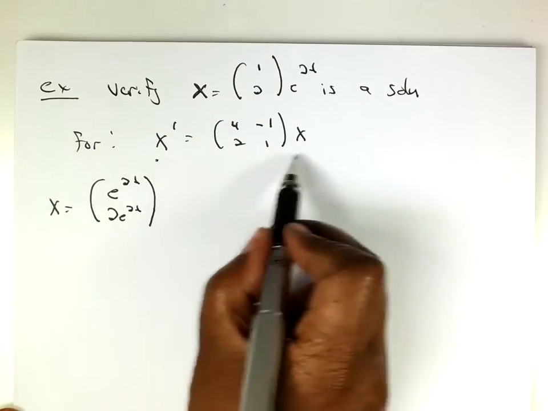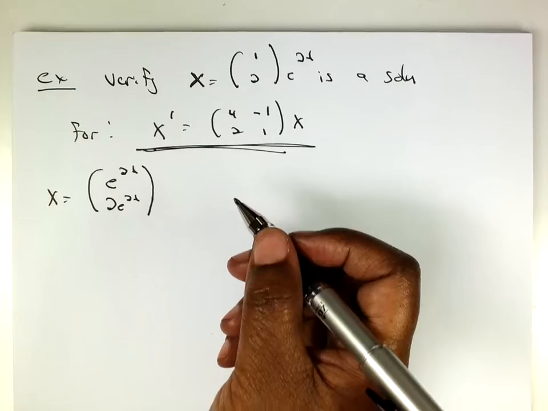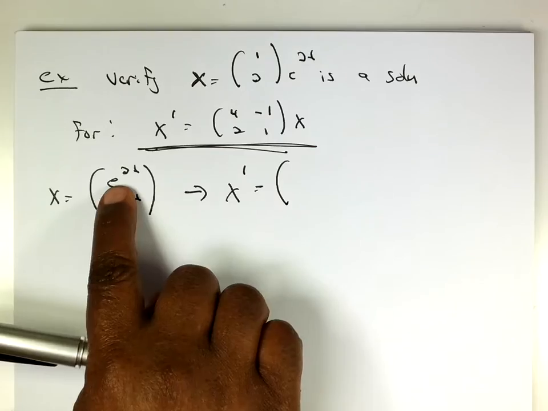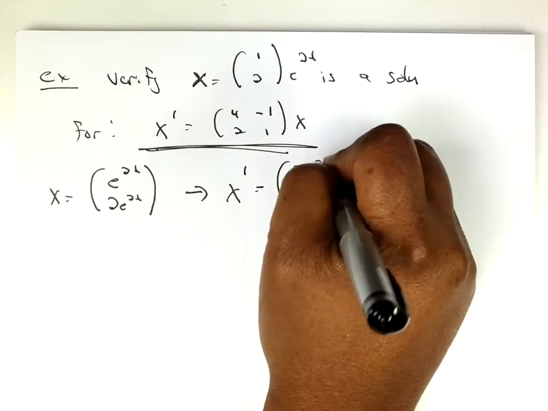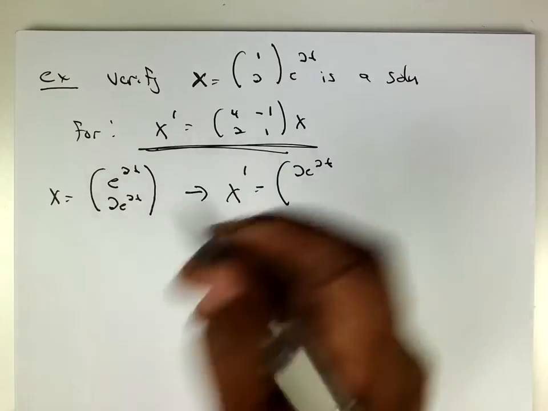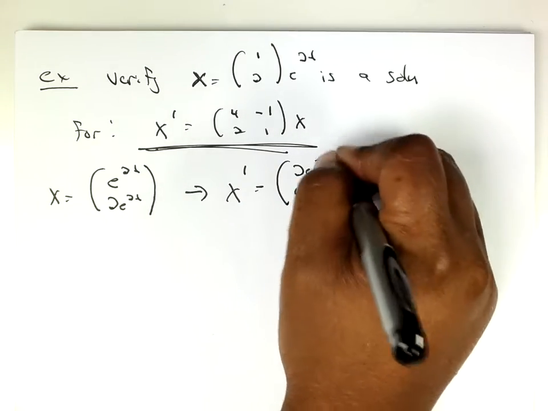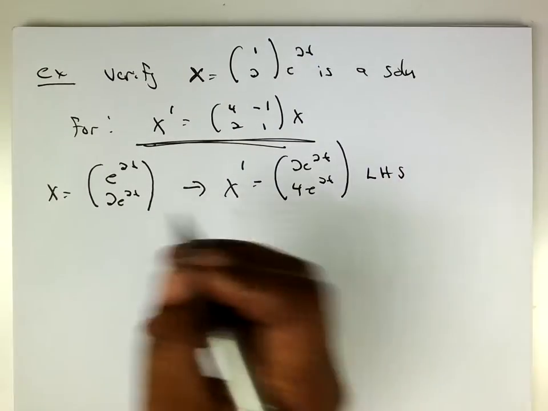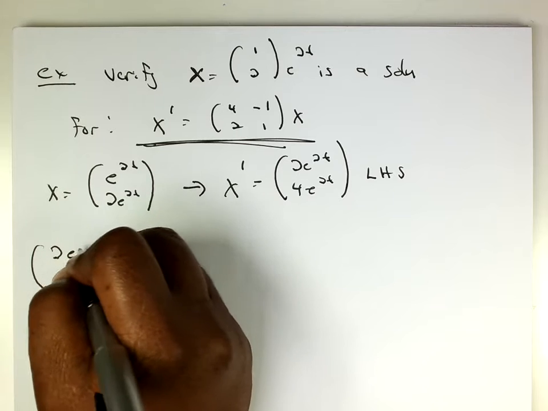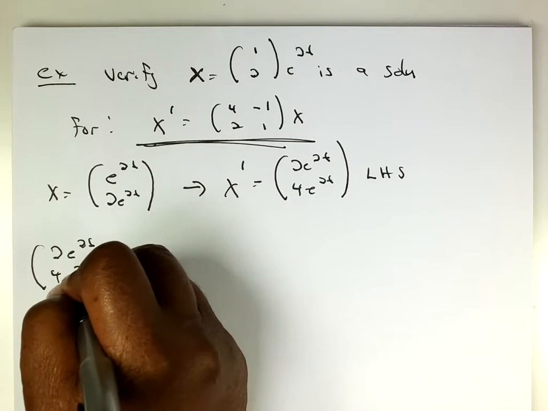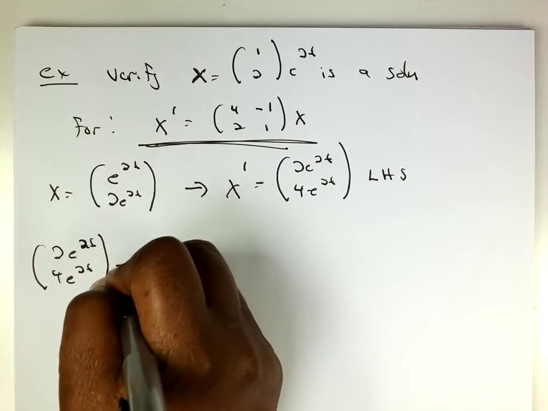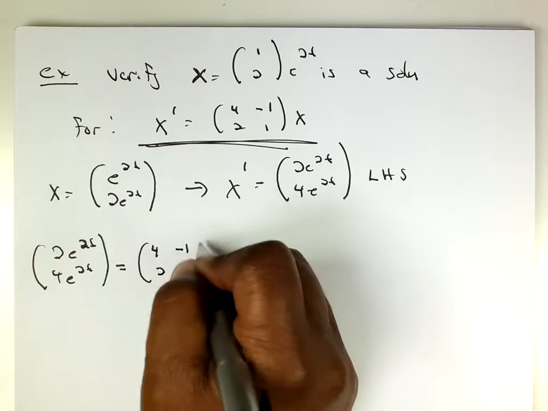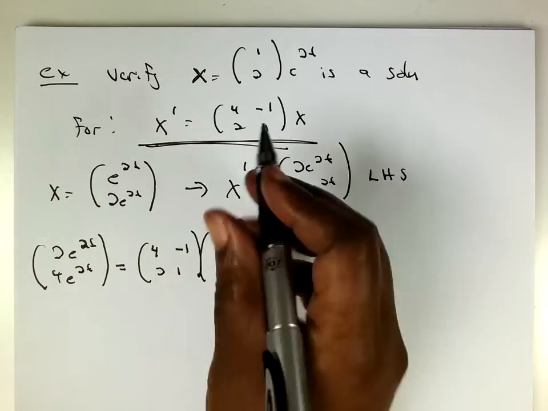And in order to plug it into this equation, I need to know what x prime is. So x prime, we're just taking entry by entry. So derivative of e to the 2t is 2e to the 2t. Derivative of 2e to the 2t is 4e to the 2t. So that's my left-hand side. And now I'm going to work on the right-hand side. So I have my coefficient matrix times x. So this is my x.